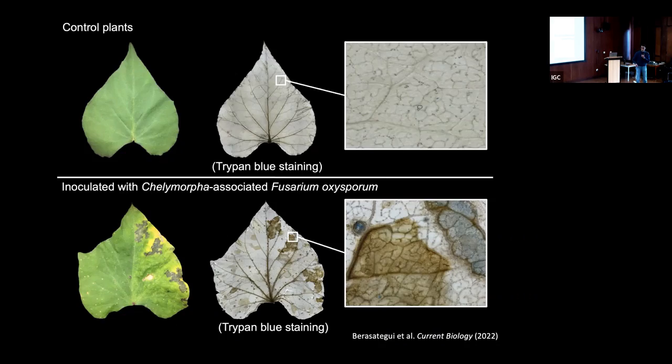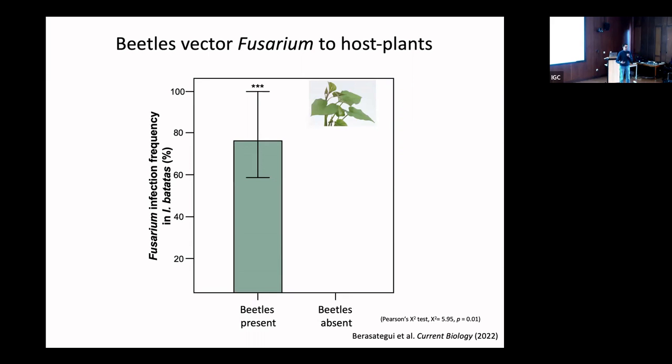Then we asked whether the beetle is playing a role in propagating the symbiont to uninfected plants. And the answer here is absolutely. The beetle is a vector for Fusarium from one plant to the other. These plants are uninfected with Fusarium when the beetle is absent. The moment the beetle enters the cage, the symbiont is transferred from the beetle to the host plant. And so the beetle is also playing a vectoring role. But the question here is how.